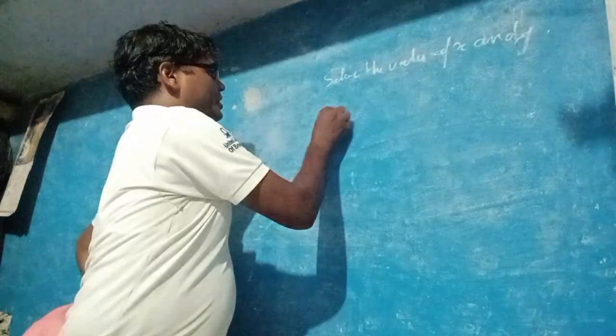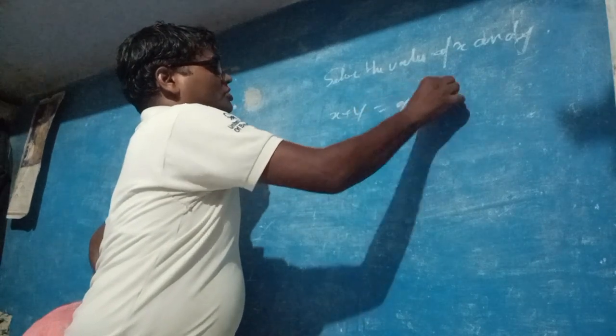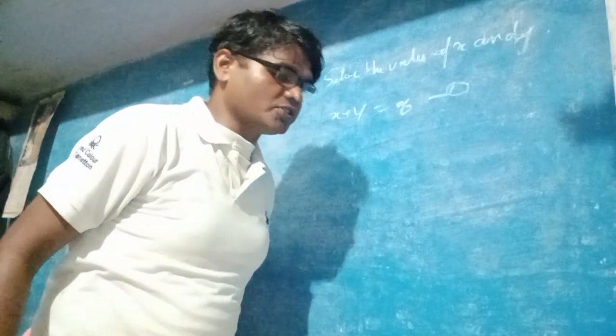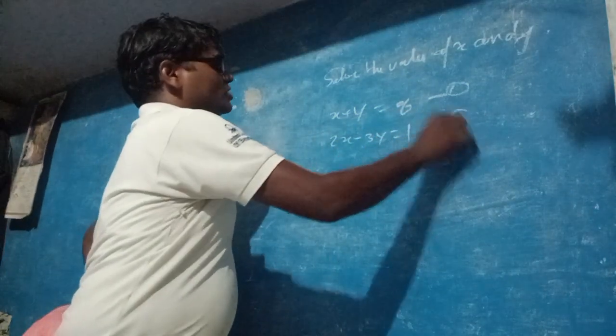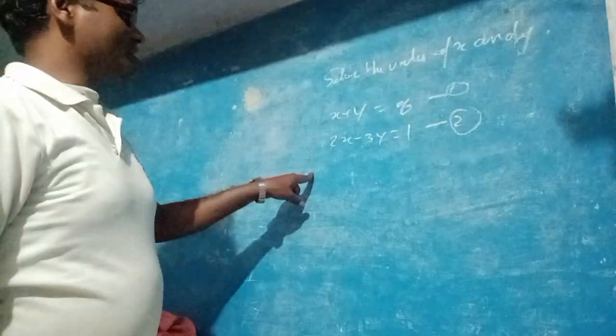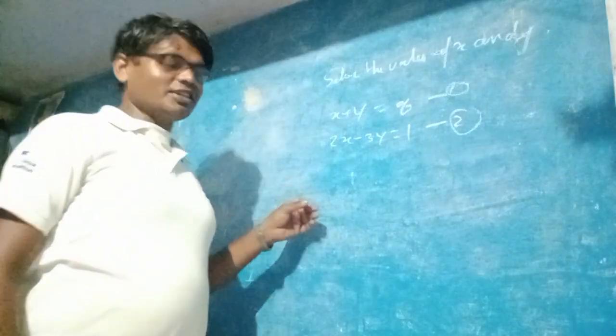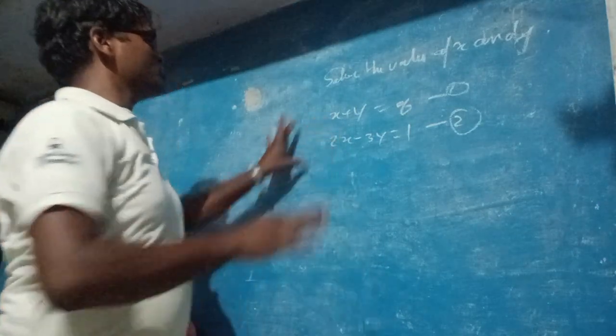How will you solve? Suppose, taking an example, x plus y is equal to 8. This is the first equation. And the second equation is 2x minus 3y is equal to 1. With the help of the first and second equations, we will try to solve. First, what will we do?